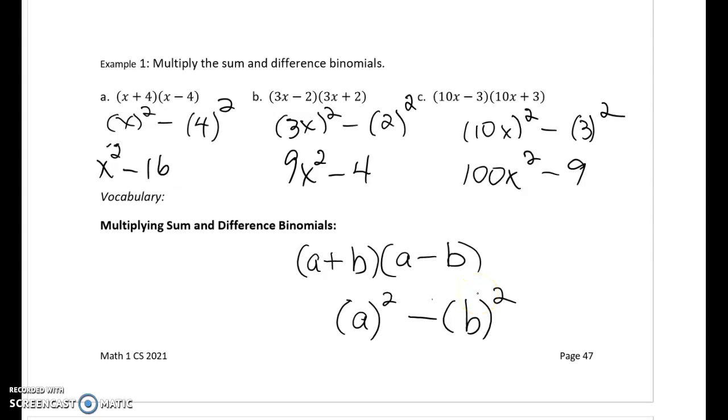So that's how you can use this recognition of a pattern to shortcut your work just a little bit. And always, you need to make sure you're showing your work on homework, quizzes, and tests.